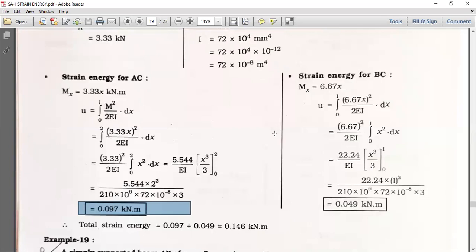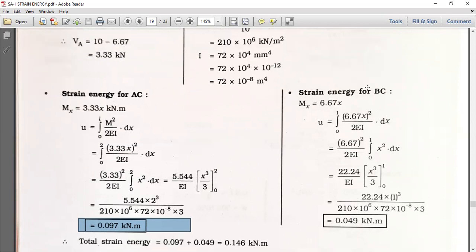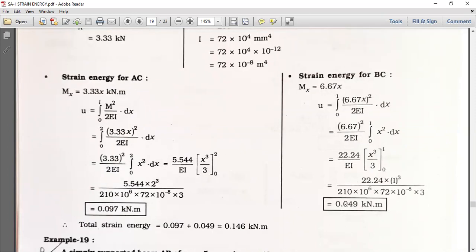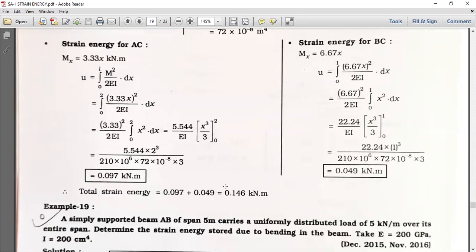For the rest of the beam, a similar process is followed. Strain energy for BC, its limit is 0 to 1, 6.67 into x squared divided by 2EI, x cube divided by 3, put the value of 1 into it, and we get 0.049 kilonewton meter. Merging the values, we get the final answer 0.146 kilonewton meter.